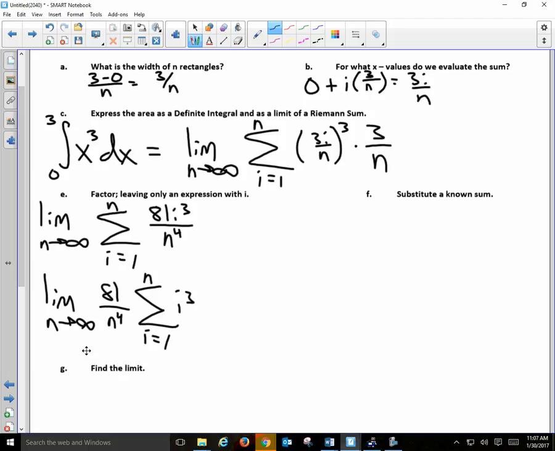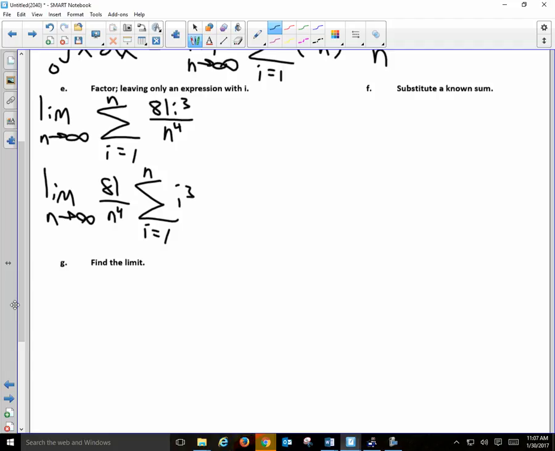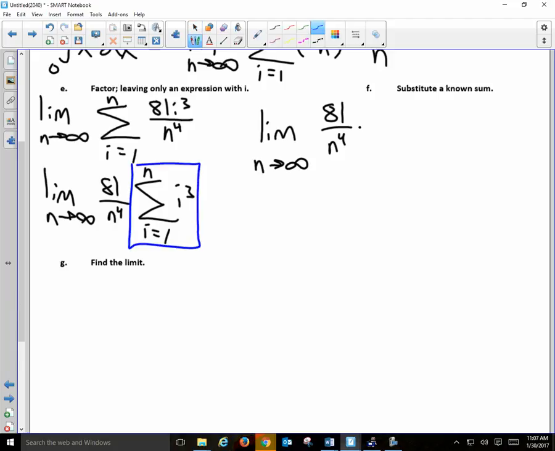All right, so substitute a known sum. We have it right up there on the board. The sum of the first cubes: we have the limit as n goes to infinity of 81 over n to the fourth. And then, as I said, the sum of the first cubes is n squared times (n plus 1) squared over 4. And I'll prove whichever one you guys want me to tomorrow, okay? Whatever you decide you want me to prove tomorrow, we'll do it.